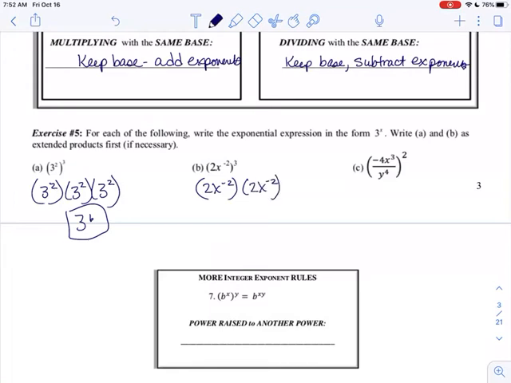2x to the negative 2 to the third power really means I have 2x to the negative 2, and I'm doing that 3 times. I'm taking that whole thing and doing it to the third power. 2 times 2 times 2 is 8. And x to the negative 2, I'm adding those exponents. Negative 2 plus negative 2 plus negative 2 is negative 6.